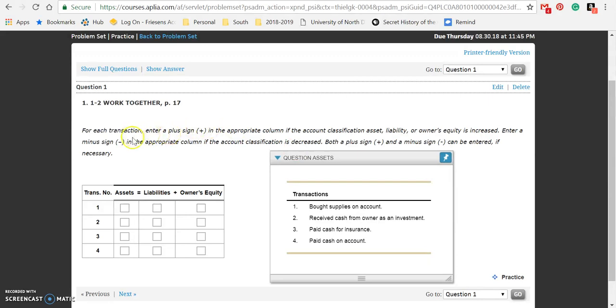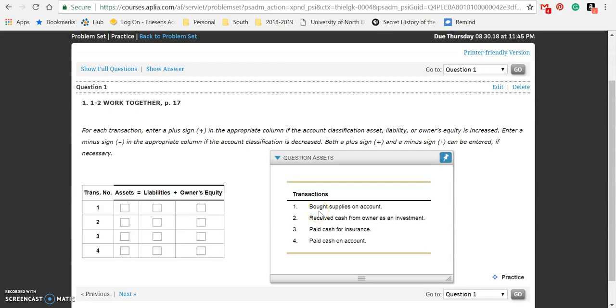So what we're doing today is we're going to put a plus sign or a minus sign in the appropriate column for either assets, liabilities, or owner's equity. Obviously, if it's going to increase, we're going to put a plus sign, and if it's going to decrease, we're going to put a minus sign. So the first thing we have to look at for our first transaction is whether it's assets, liabilities, or owner's equity.